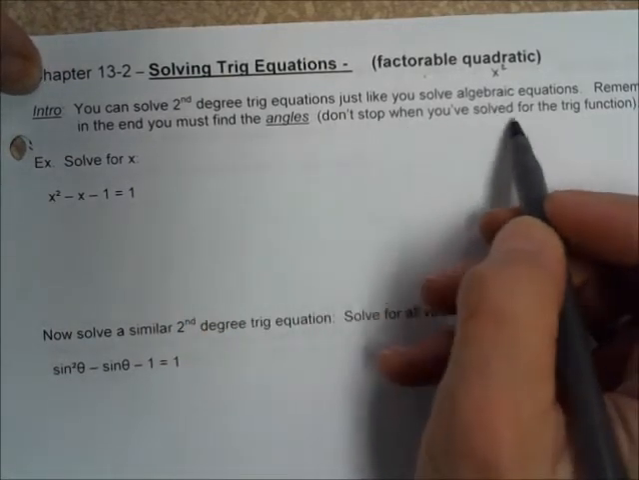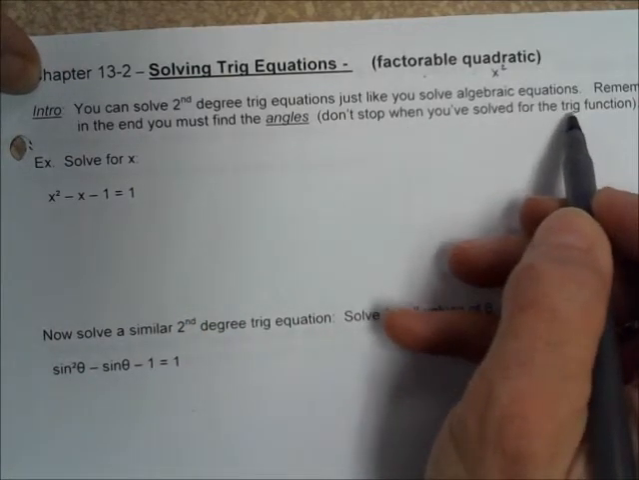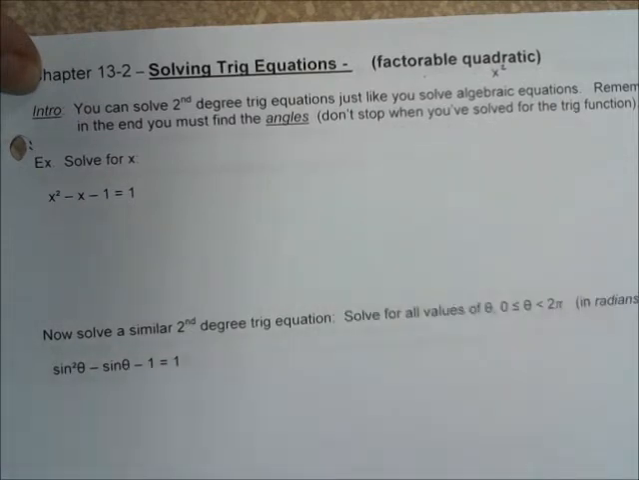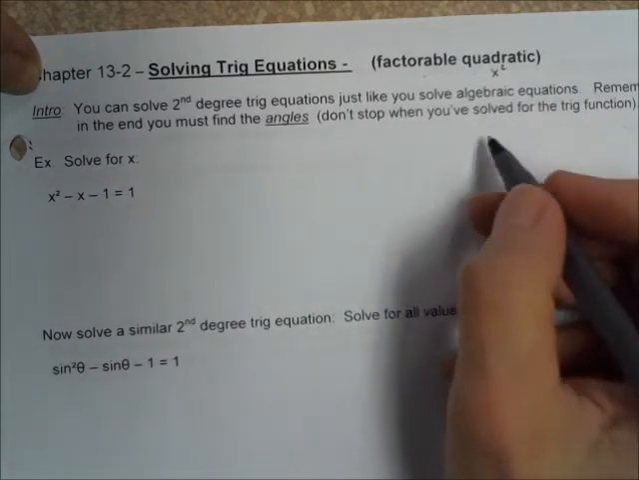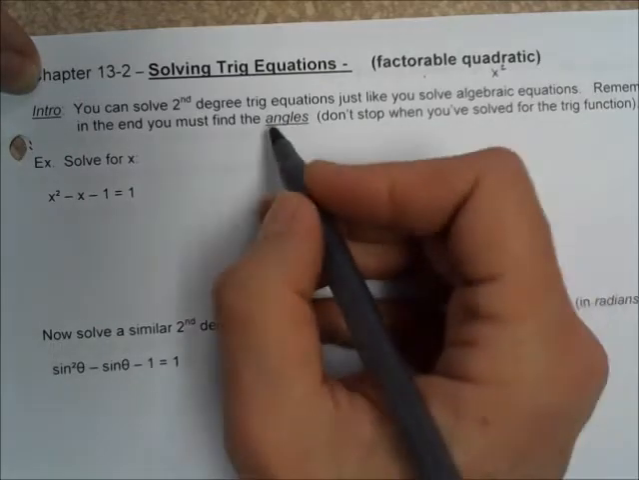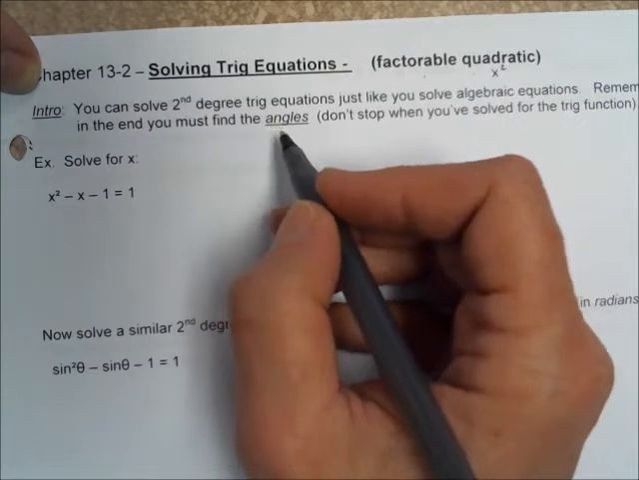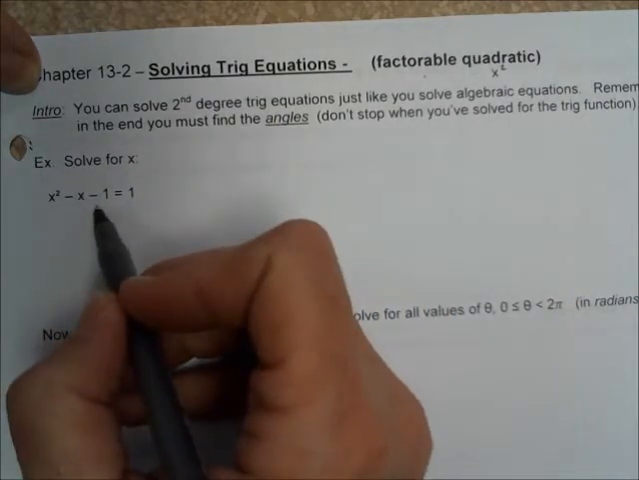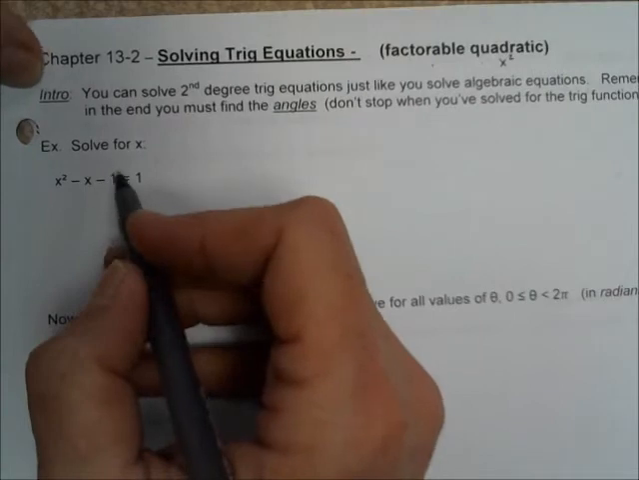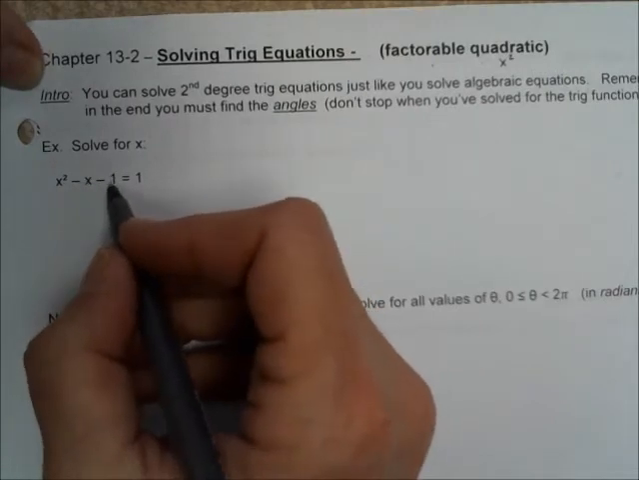And you're not going to stop when you've solved for the trig function, which means you might get to a point where it says sine of x is equal to 1/2. You can't stop there. You have to tell me what the angles are whose sine is equal to 1/2. But what this all means is, here's a familiar looking problem. You've seen this before. It's a quadratic equation.